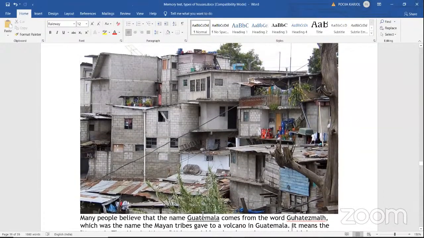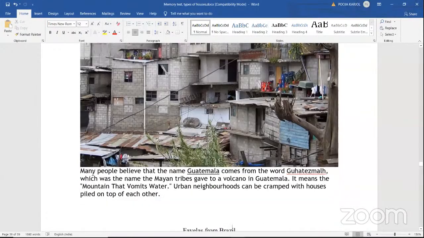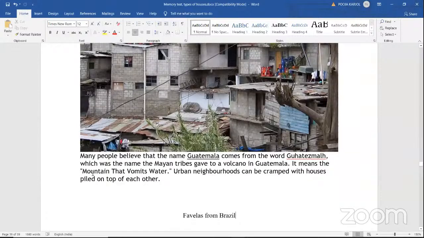Okay, Guatemala. Do you guys know anything about the place? Okay, this is also a place in Central America. It is also a very poor country, not the poorest, but out there. There's a very high case of malnutrition in this country. Urban neighborhoods can be cramped with houses piled on top of each other, as you can see.